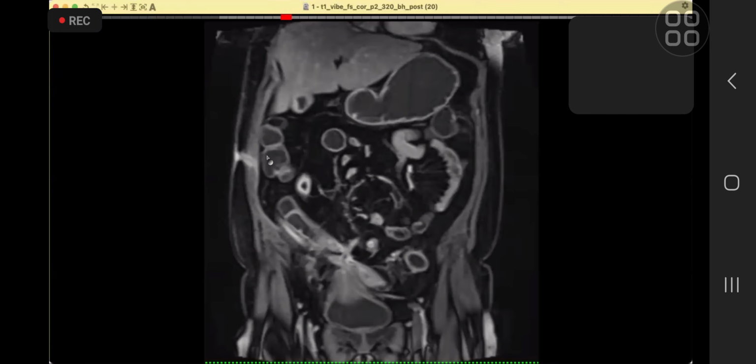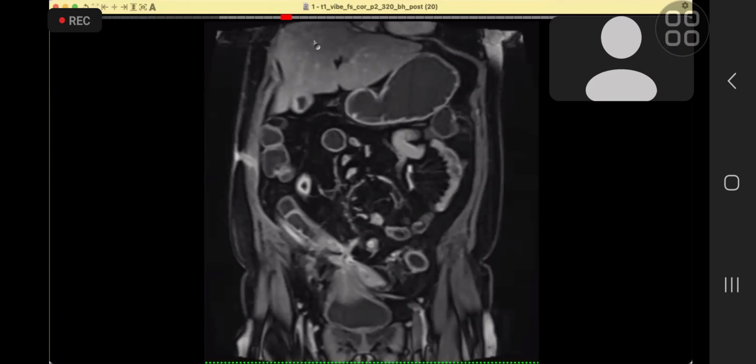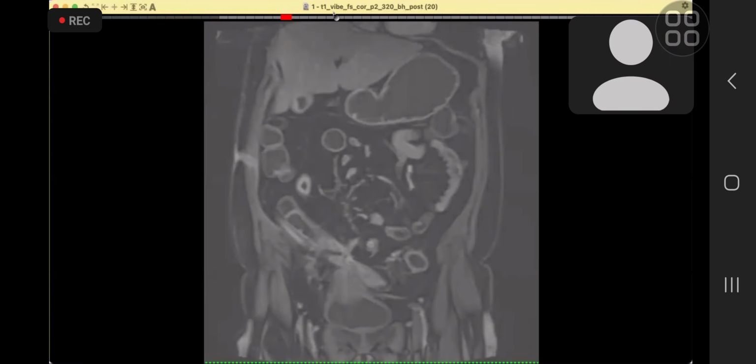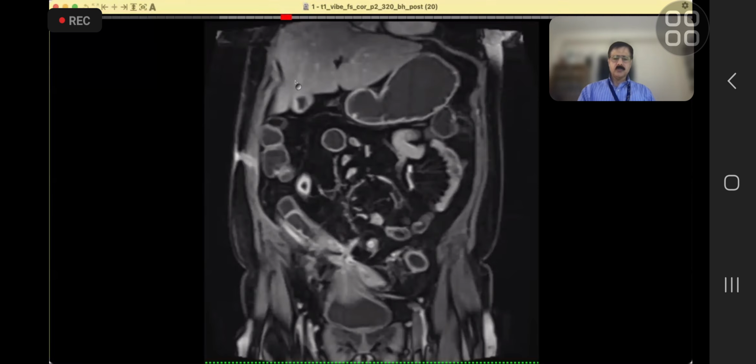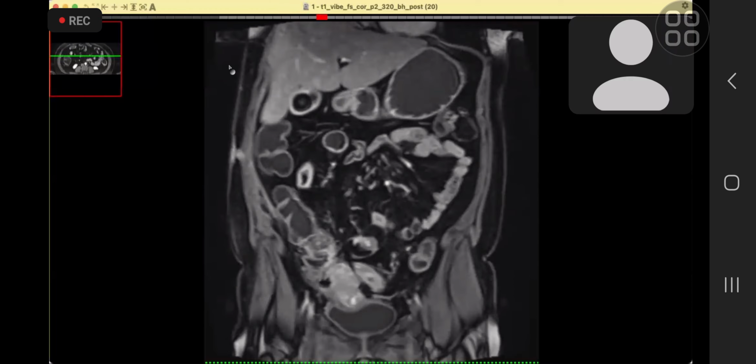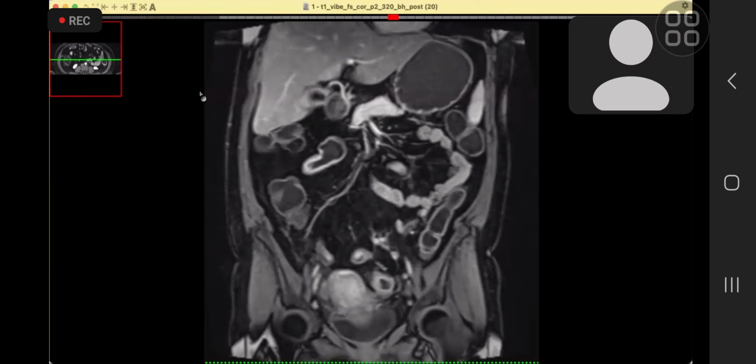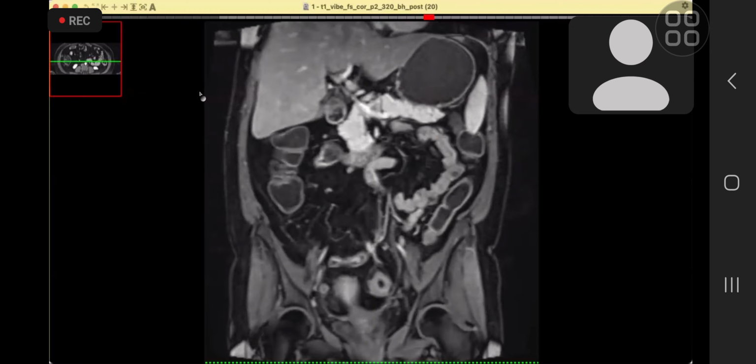You can move the mouse, please. Yes, I'm trying, Dr. Oh, sorry. Just one second. The window is out. I will reset the window. Now you can move the mouse. Ah, it's moving here. Okay. So it confirms... sorry.